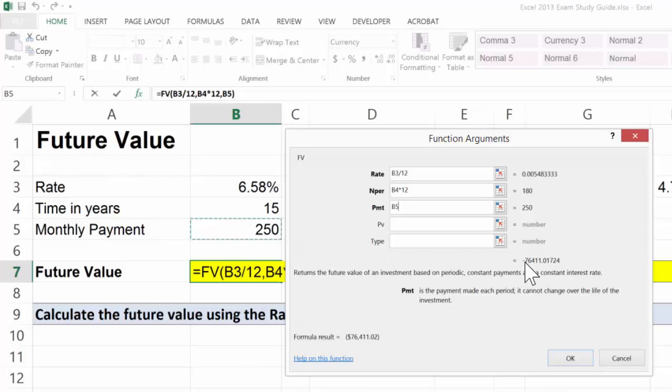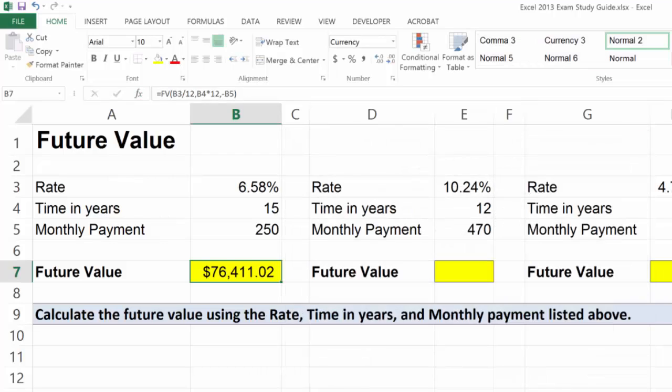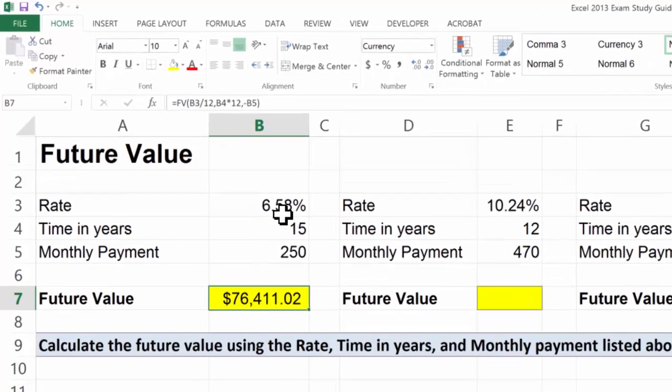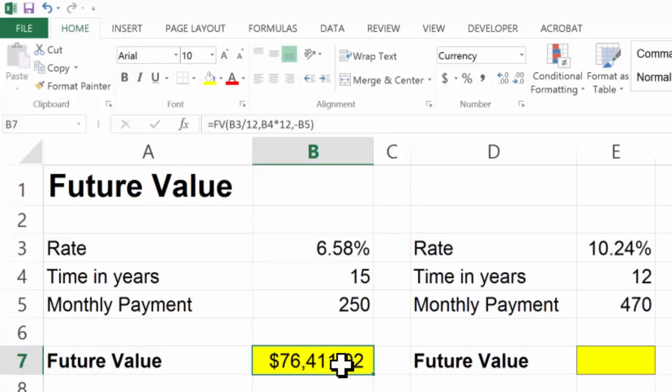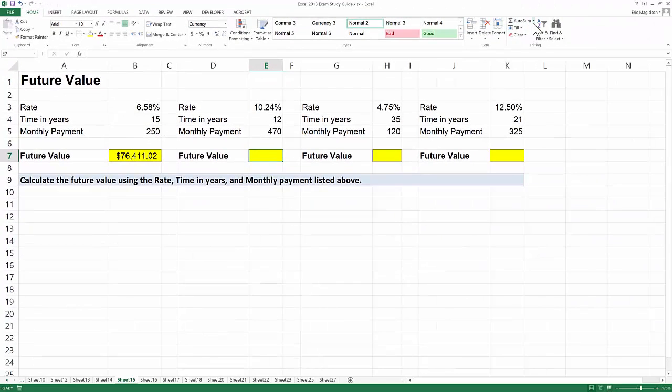Now, if you notice, it gives us a result in a negative value. And the reason it does that is because it is a debit. It's money going out. If we'd like a positive result, just so we have a number that's easier to work with, we can simply put a negative sign in front of the payment. Either would be correct. I happen to prefer having a positive value that I can see the result of. So I'll choose OK. And we can see that if I invest $250 a month over 15 years at 6.58%, I get the result of $76,411.02.